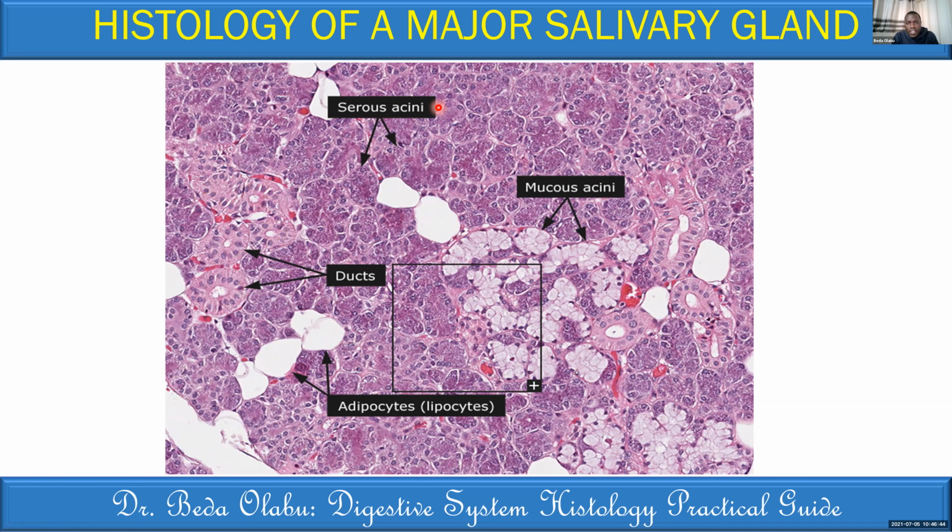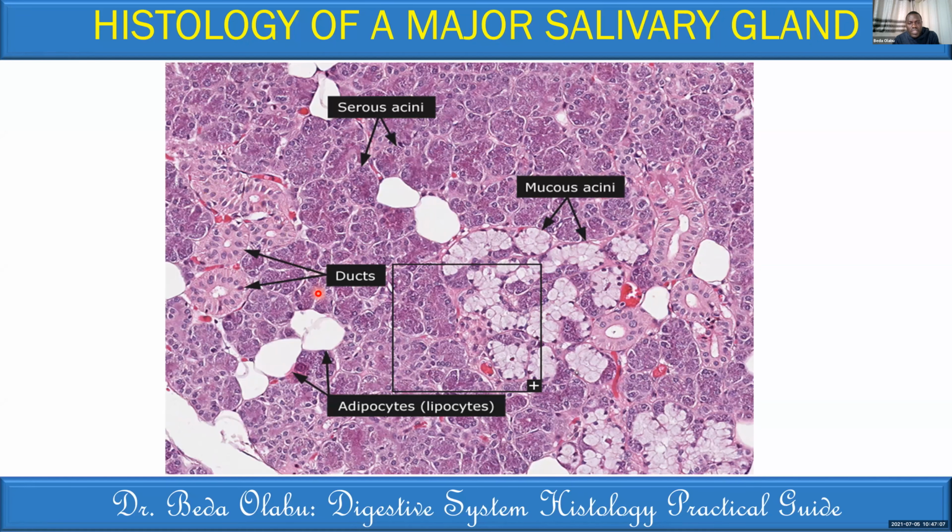Because they are exocrine glands, they must have ducts. And so the parenchyma of a salivary gland also contains a ductal system. And these are the examples of ducts that we see that carry saliva away from the gland.